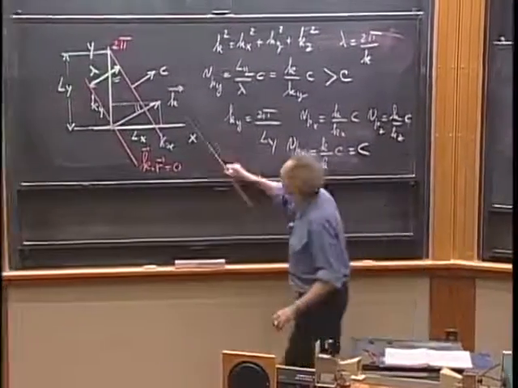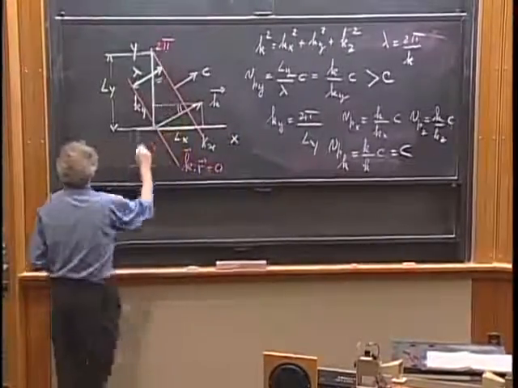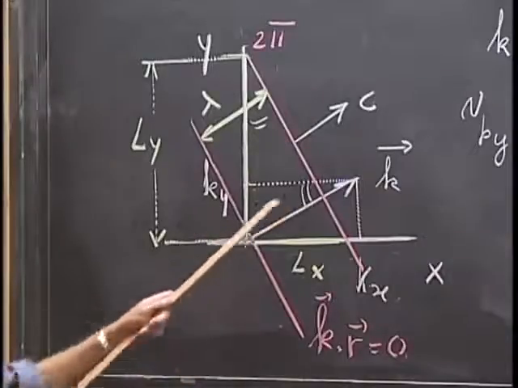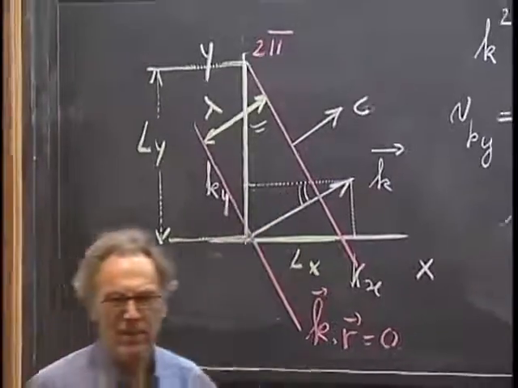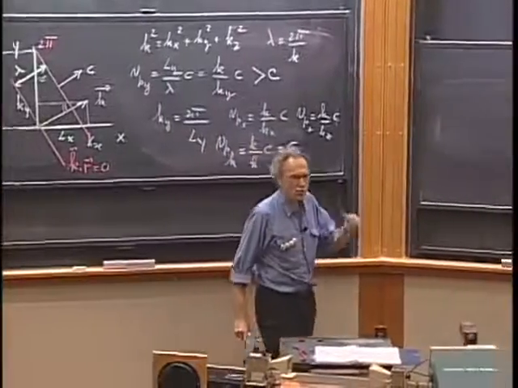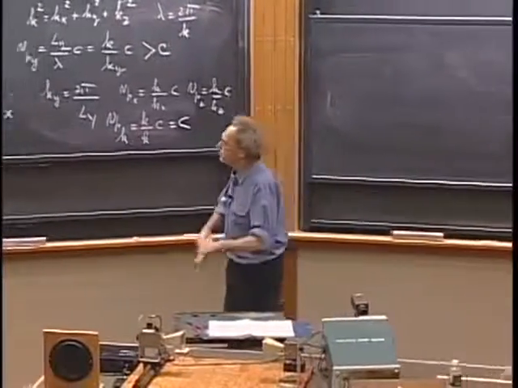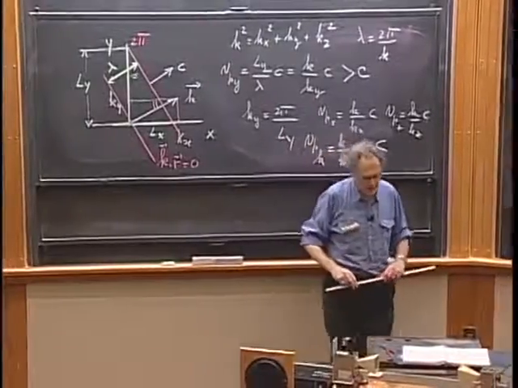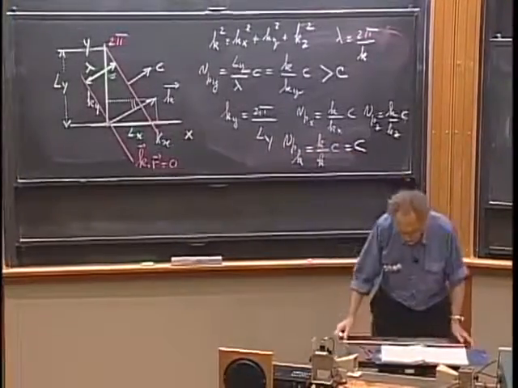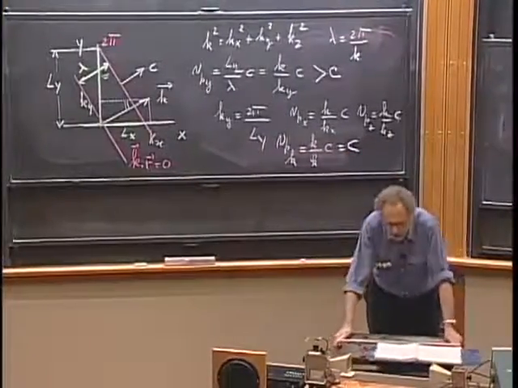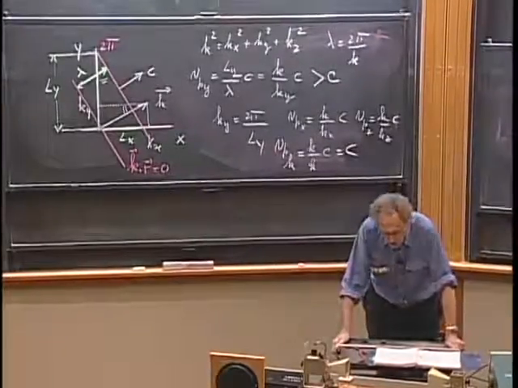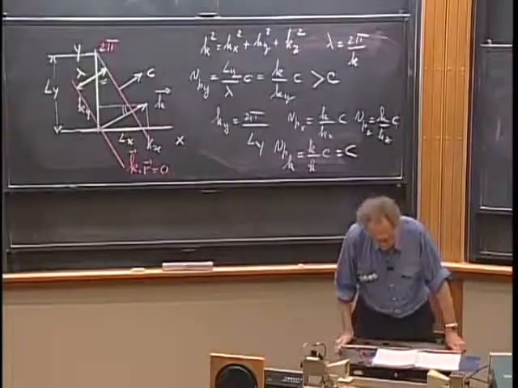That means these red lines will be vertical. That means L of y will go to infinity. It means that k of y goes to 0. It means that the phase velocity goes to infinity. This pattern here, the intersection here, will then go with a speed which is infinitely high, and that is no violation of Einstein's theory of special relativity, because no energy will flow with that speed.